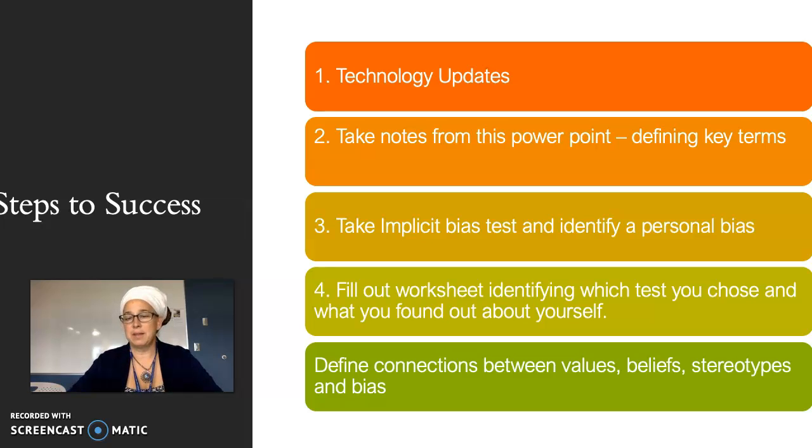So you are going to take this bias test, and then you're going to fill out a worksheet identifying which test you took, because you have a choice of taking about 50 different tests on there. When you go on to this link, it's going to ask you to proceed, and you're going to be asked some demographic questions. You're just going to continue. If you don't want to tell any of your demographics, your age, or anything, don't worry. Just go through it and don't put the information in, okay? And lastly, you're going to fill out the worksheet and define the connections between the values and beliefs and stereotypes and bias. So that's kind of what we're doing this week.